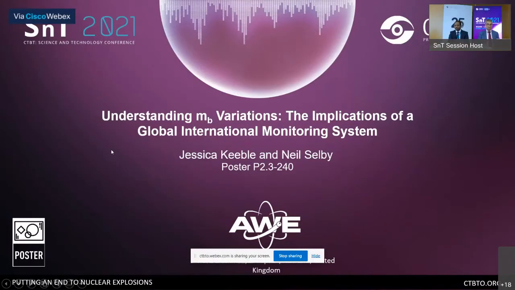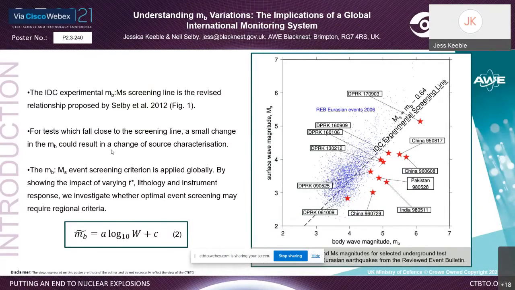So this project is focused on developing an understanding of how variables such as attenuation, lithology and instrument response affect the slope of the body wave magnitude log explosion yield relationship. This relationship is described in equation two. The mb:Ms screening line, separating underground explosions from earthquakes, currently used by the International Data Centre, is shown in figure one there on the right.